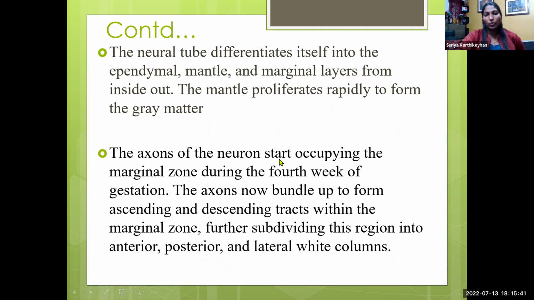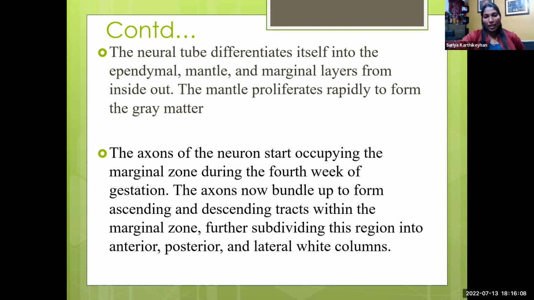The axons of the neurons start occupying the marginal zone during the 4th week of gestation. During the 4th week of gestation, the axons of the neurons will occupy the marginal zone, which will form the tracts. So whenever we are talking about the spinal cord, it has an inner gray matter and outer white matter. What is this gray matter and white matter? Why is it white in color? Why is it gray in color? We all know the answer.